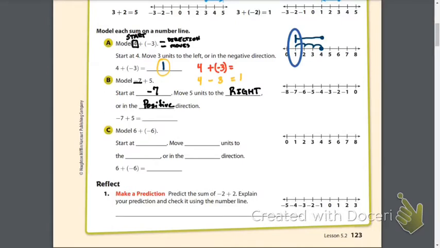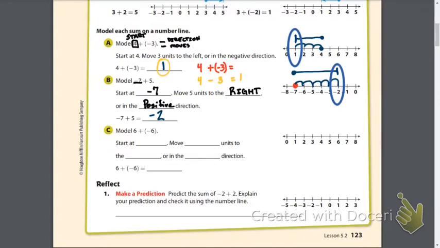Good. Positive direction. So if I go back to my number line, I'm going to start at negative 7 and move 5 units to the right. So I'm going to go 1, 2, 3, 4, 5. I started here and I ended here. Wherever I end is my solution or my answer. So in this case, negative 7 plus 5 gives me negative 2 as my answer.